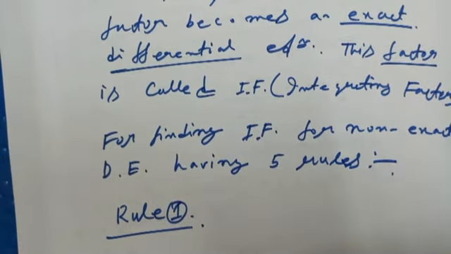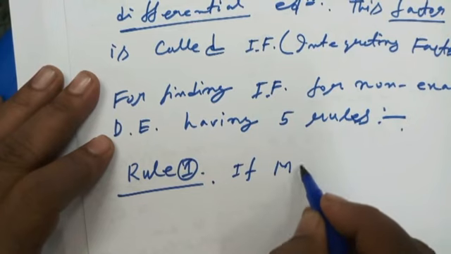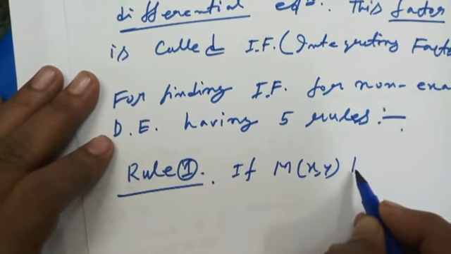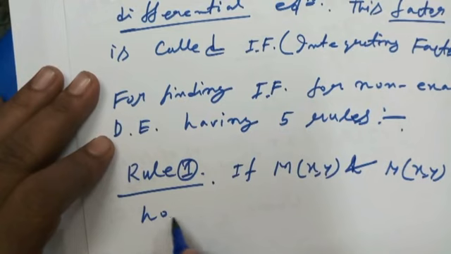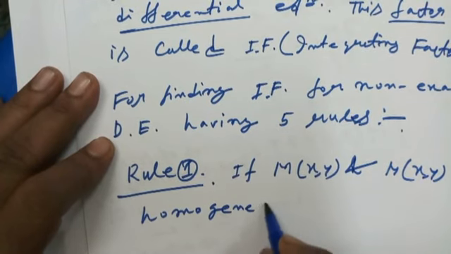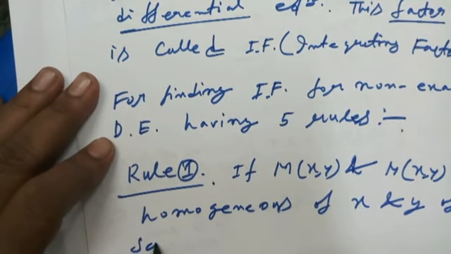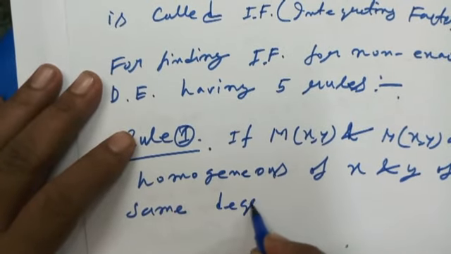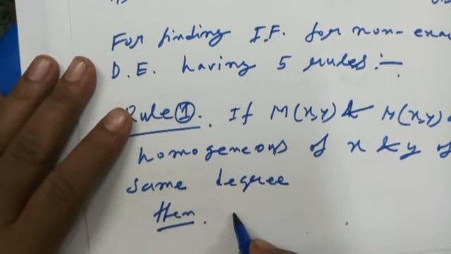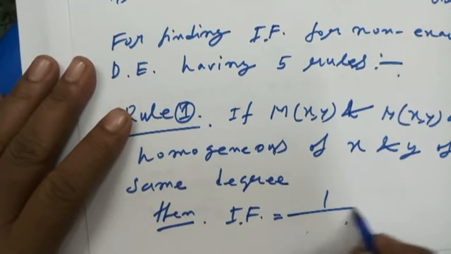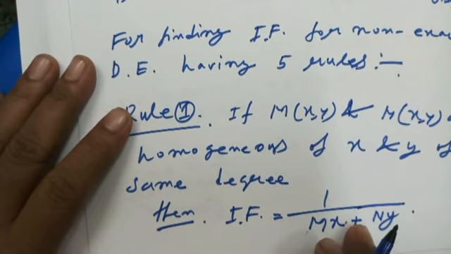Rule number one is, if M(x,y) and N(x,y) are homogeneous functions of x and y of the same degree, then the integrating factor is 1 upon (Mx plus Ny). This is the integrating factor.